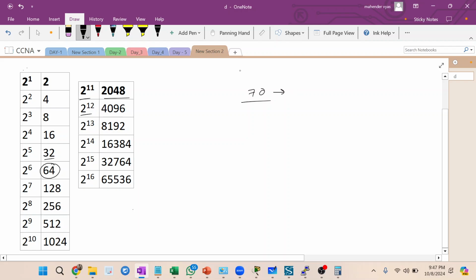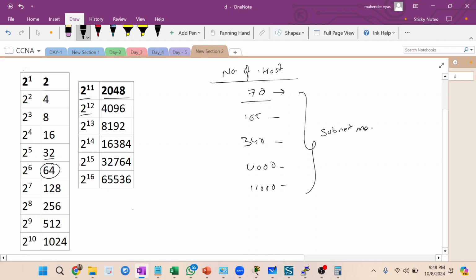First, you practice. You check for 70. We want 70 hosts. Number of hosts: first 70, then 165, then 340, then 4000, then we want 11,000 users. These are our requirements, and I want to know what the subnet mask would be for all these new hosts. I'm going to ask you first thing tomorrow, then we'll move further. Is it clear?